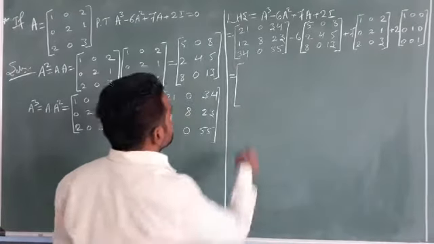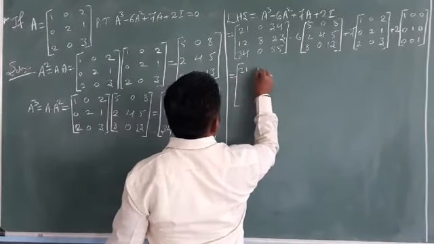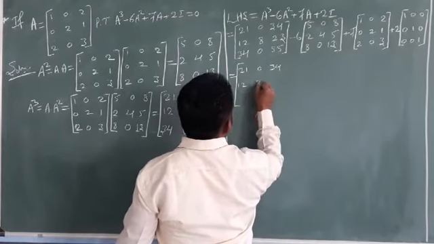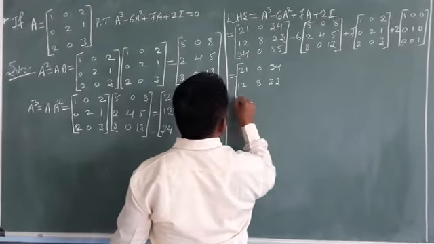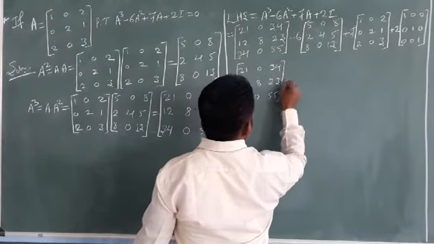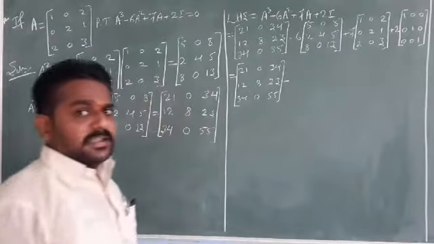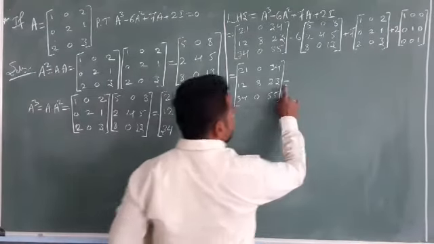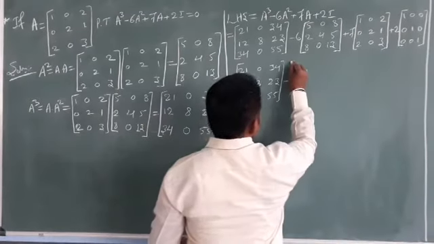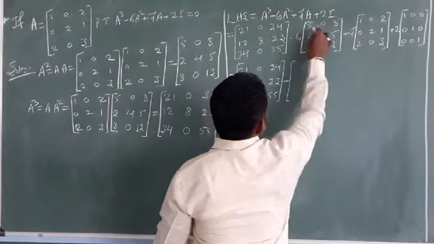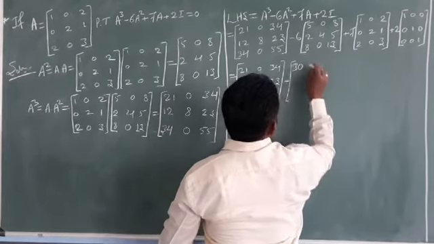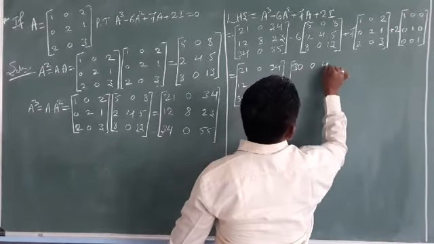So first, write the A cube as it is: 21, 0, 34, 12, 8, 23, 34, 0, 55. Minus, keep minus as it is, 6 into each element of the A square. So what will we get here? 6 into 5, 30. 6 into 0, 0. 6 into 8, 48.